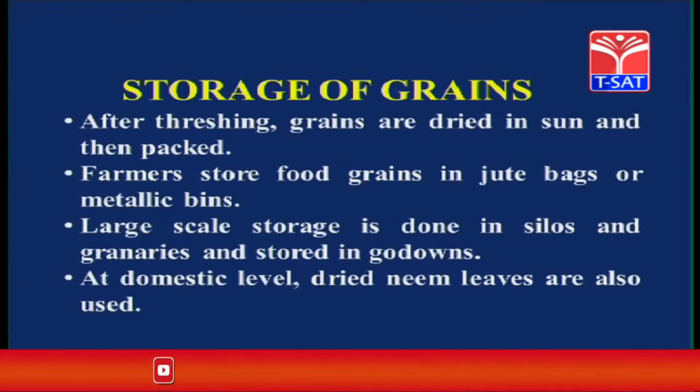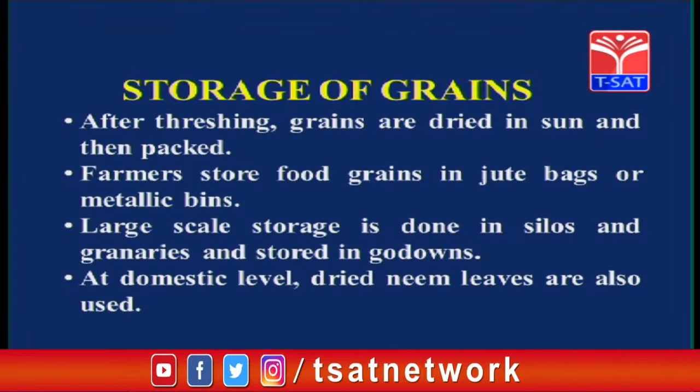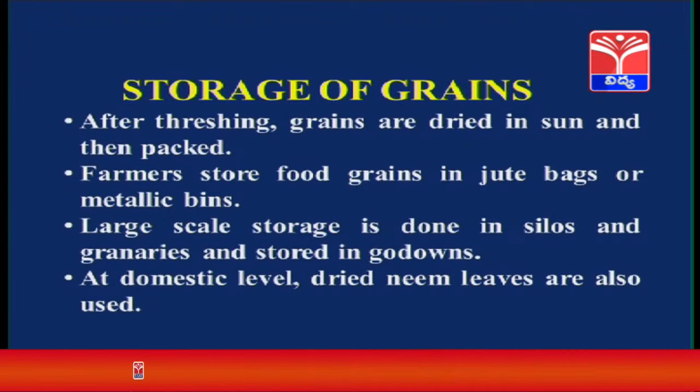Storage of grains: after threshing, grains are dried in the sun and then packed. Farmers store the food grains in jute bags or metallic bins. Large scale storage is done in silos, granaries and godowns also. At the domestic level, dried neem leaves are also used.